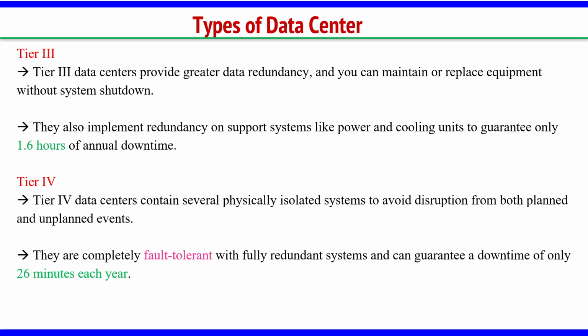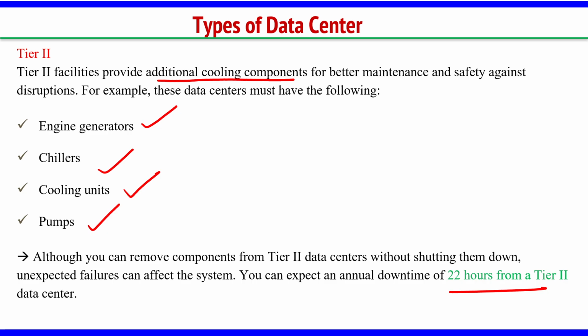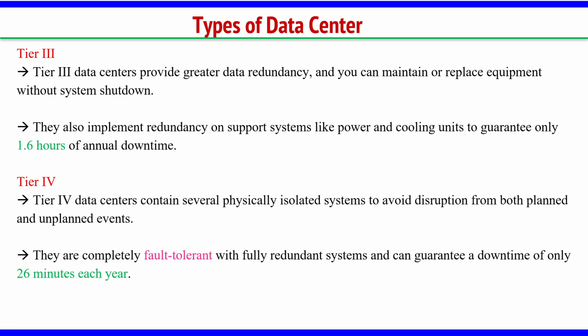So these are four different types of data centers: tier 1, 2, 3 and 4. In tier 1 we have a basic setup, in tier 2 we have additional cooling components, in tier 3 we have data backup, and in tier 4 they are completely fault tolerant because we have them in different locations. So, this is about different types of data centers.